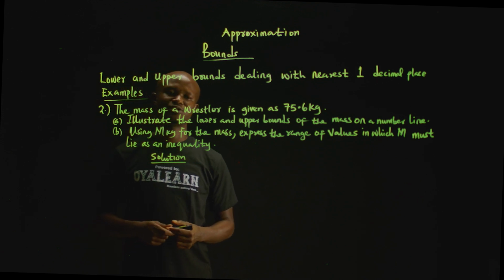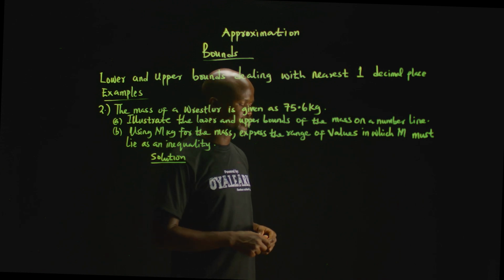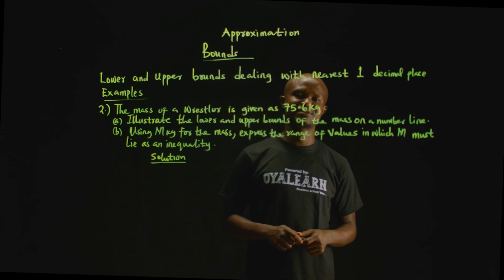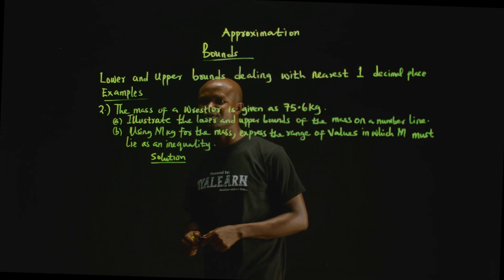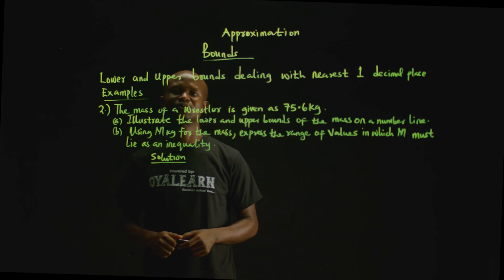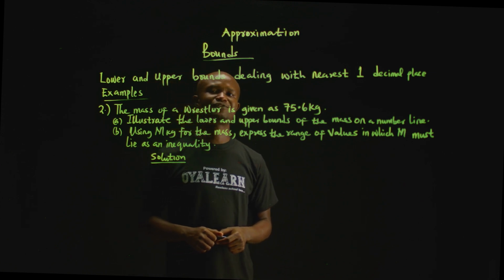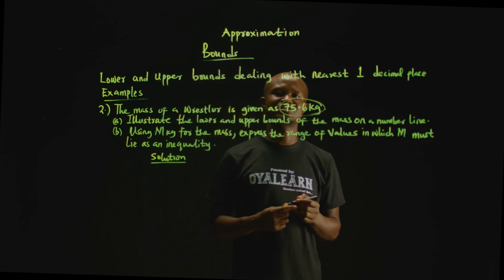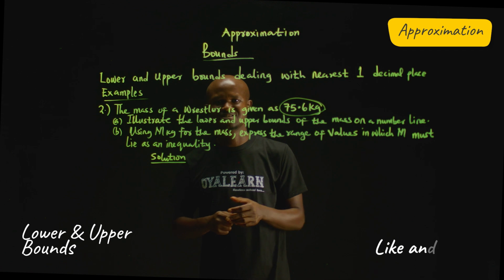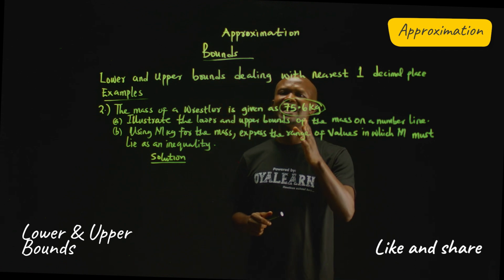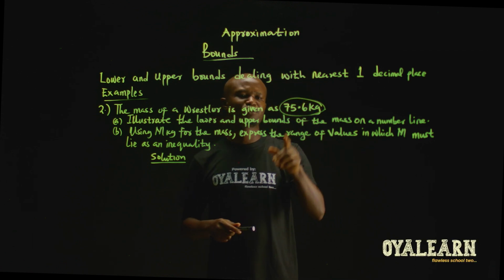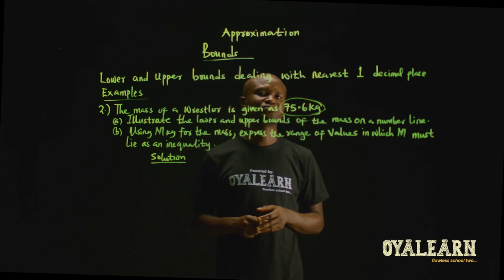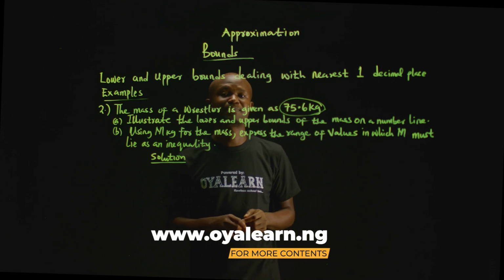From this question, you will observe that we don't have anything like nearest whole number, nearest one decimal place, nearest two significant figures. It's not given at all. Now, the first thing you need to do is observe the number. Looking at this number, this is 75.6. We can say this number has been approximated to this. There's a particular number approximated to this value. And this value is in what decimal place?